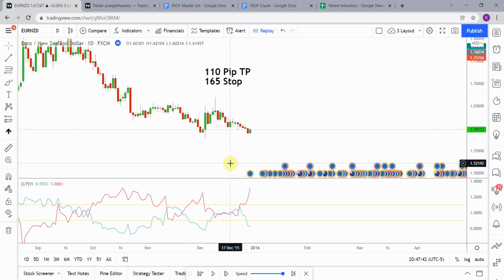Welcome back, viewers. Today we will be testing the Vortex indicator with filter bands.